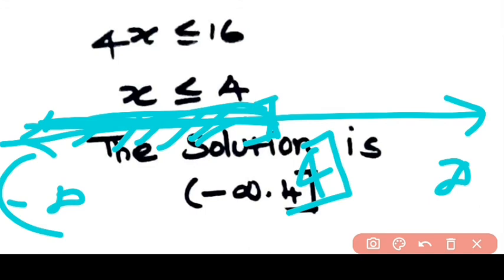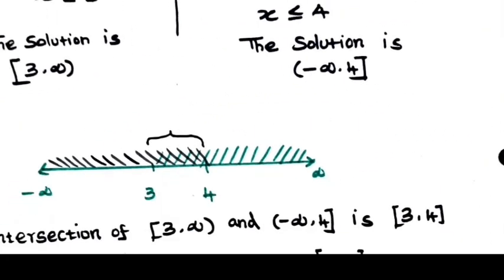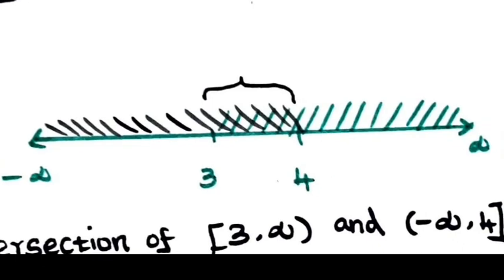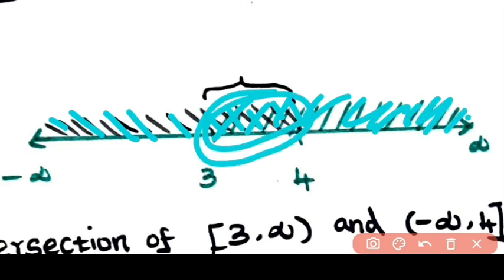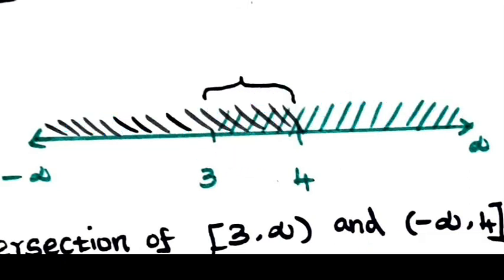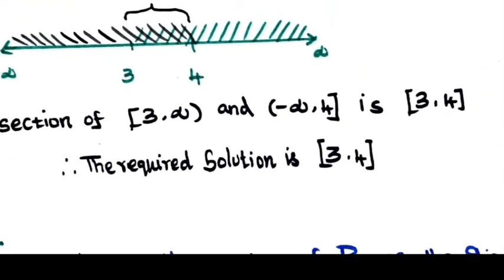The point where these two coincide is the solution. From minus infinity to plus infinity, the first solution is minus infinity to 4, next 3 to plus infinity. The area where the two coincide is the intersection of the two, which is 3 comma 4. Therefore the required solution is 3 comma 4.